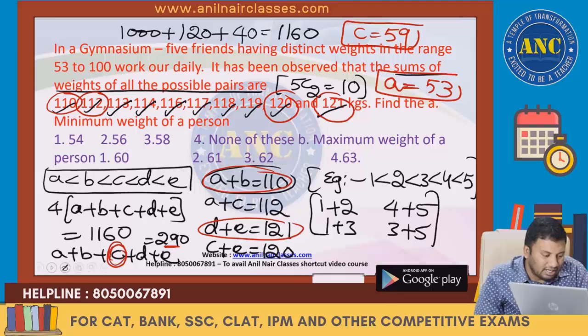To get C, do A plus B and D plus E. A plus B is 110. D plus E is 121. 110 plus 121 is 231. So C will be 59. If C is 59, A is 53.